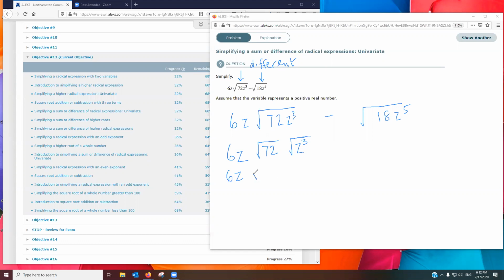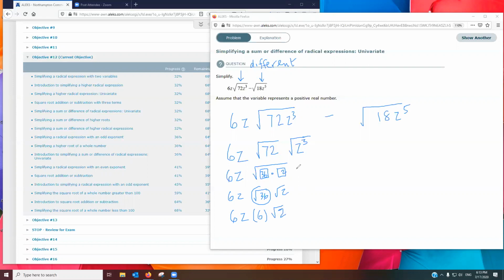Well, the square root of 72, I know 72 is not a perfect square, but can I write this as some number times another number where one of the numbers is a perfect square? Well, yeah, I can write 72 as 36 times 2. Then I'm going to break this up to be the square root of 36 times the square root of 2. But I know the square root of 36 is 6. So that's 6 times the square root of 2.